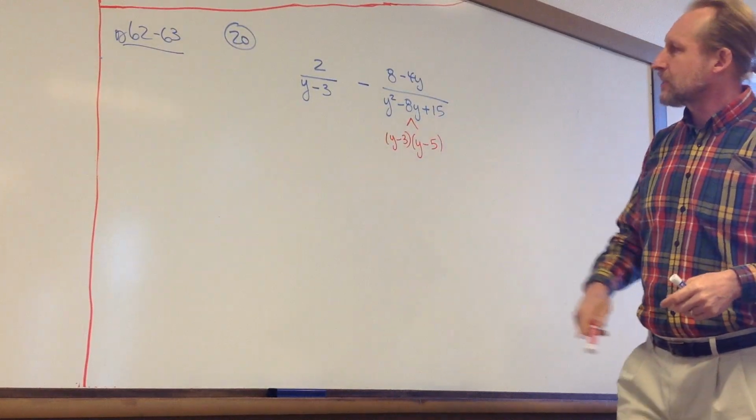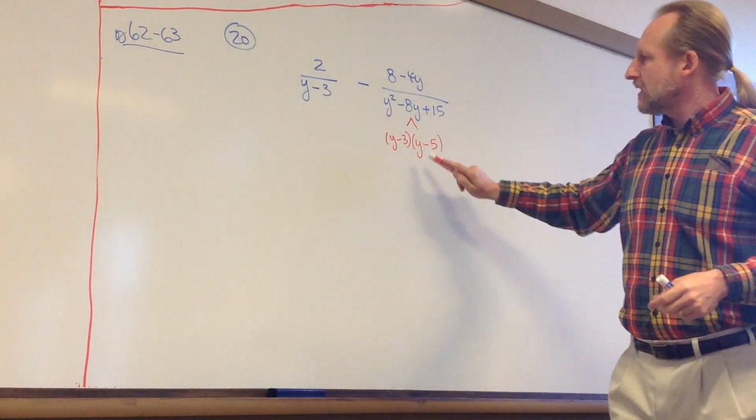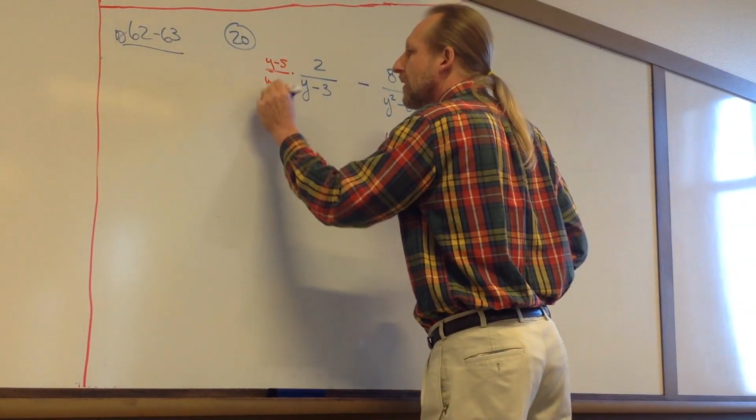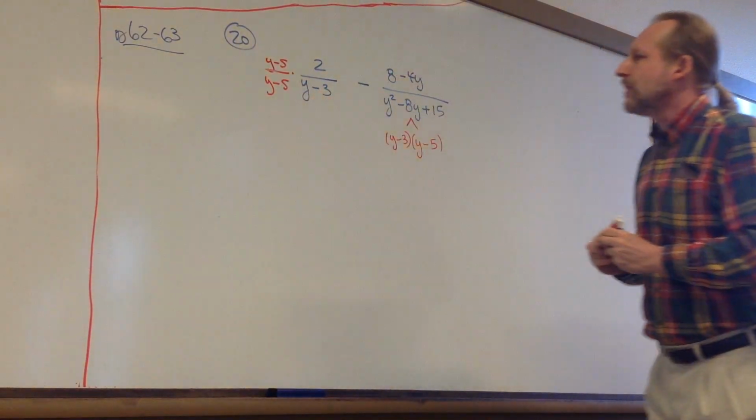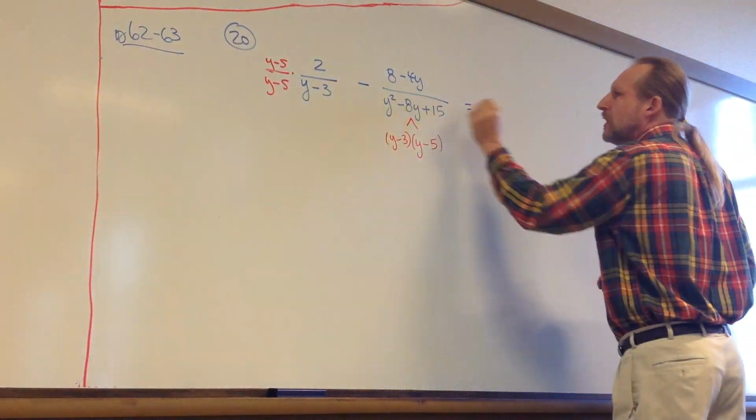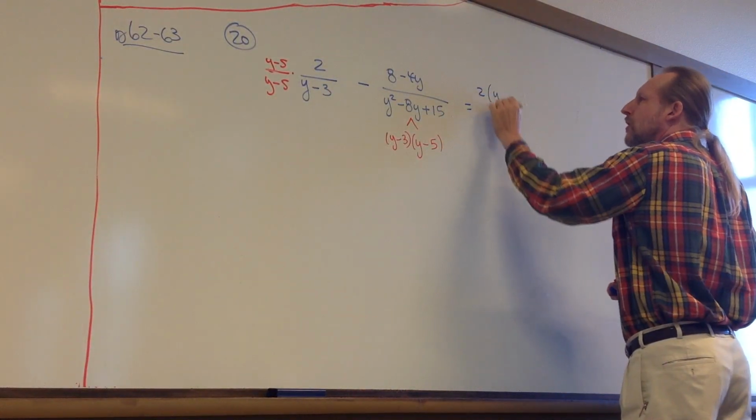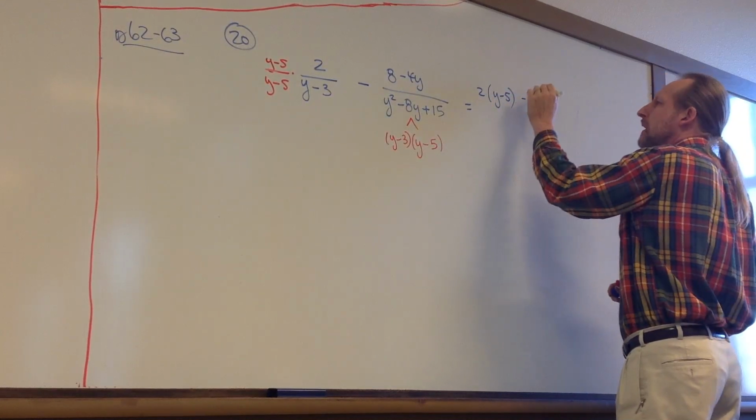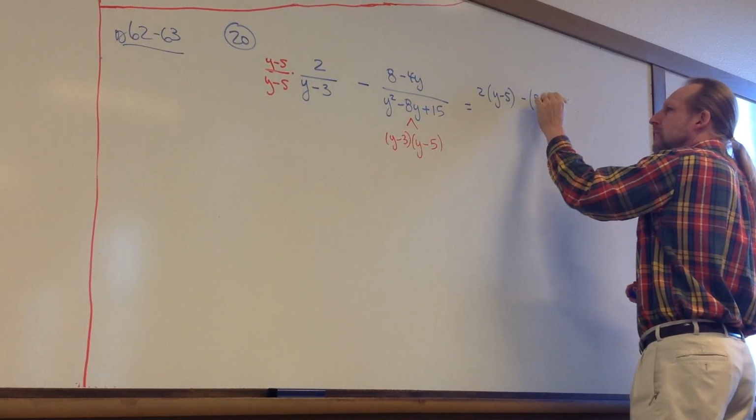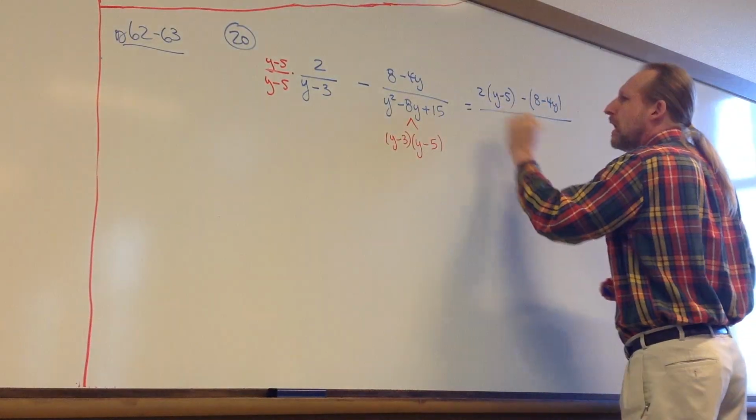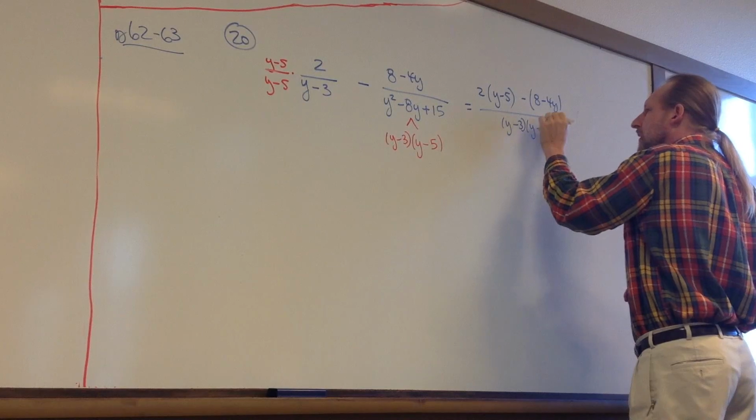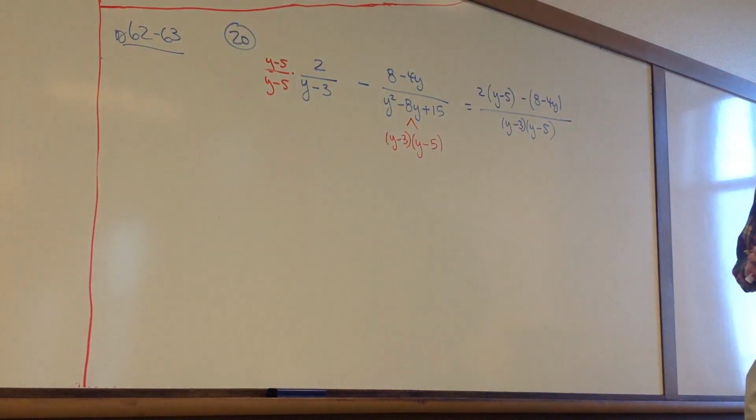We're going to leave this fraction alone, but we're going to turn this denominator into this one by multiplying by y minus 5 over y minus 5. So let's see what we get. 2 times y minus 5, then minus parentheses 8 minus 4y, and then this is all over our common denominator, y minus 3 times y minus 5.